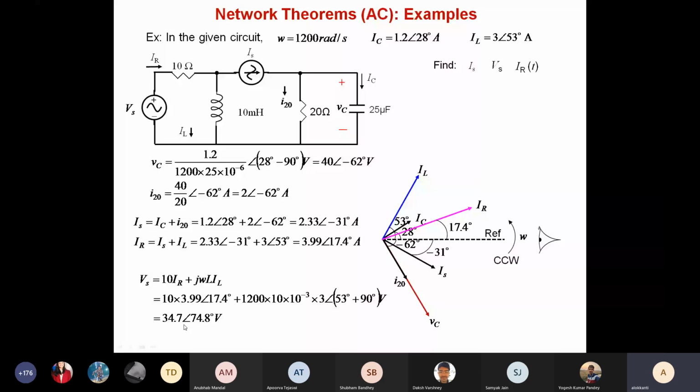So these voltage phasors should be having a similar scale. Anyway, my diagram may not be accurate, because you see VC I have drawn 40, the magnitude was 40, I have shown it like this, and Vs has a magnitude of 34, but it is looking longer. Ideally, it should be looking shorter. But you can do it accurately using a graph paper or even just on a plain sheet.